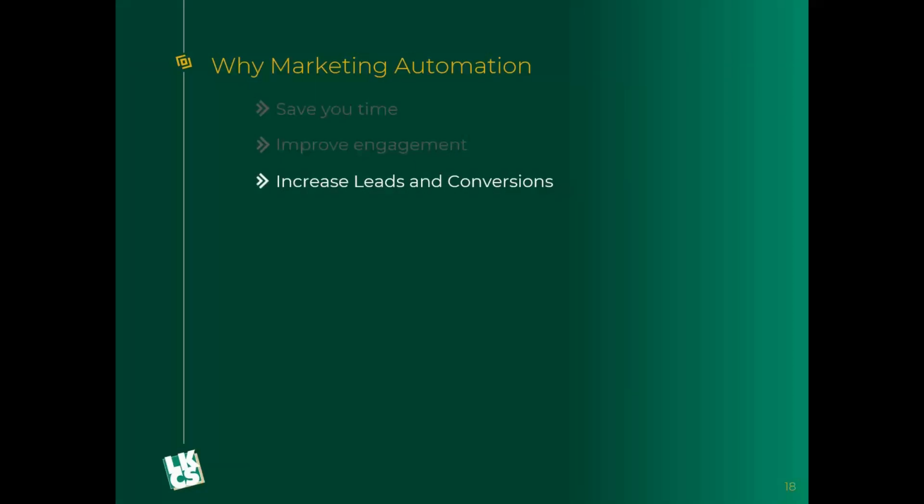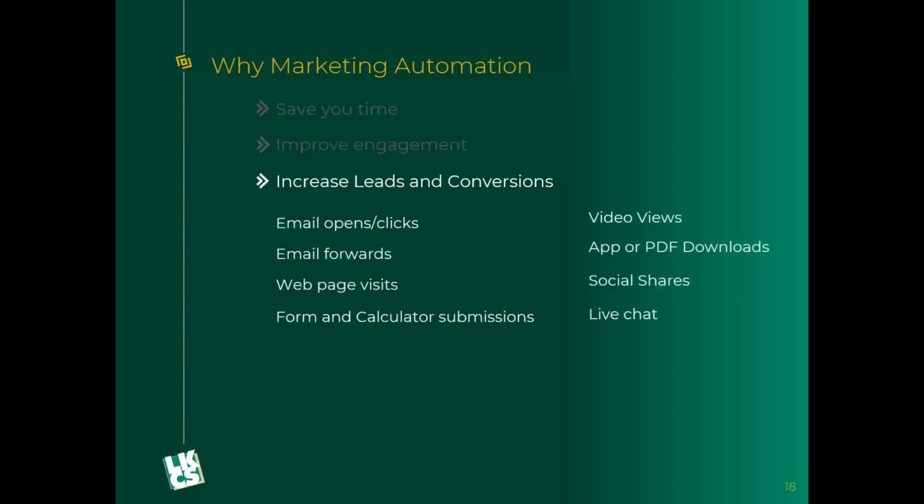The last reason everyone should be using marketing automation is to measure interest and intent by scoring and tracking all user activity. Some of the things we can track are email opens and clicks, email forwards, web page visits, form and calculator submissions, video views, app or PDF downloads, social shares, and live chat. We can assign different values to each activity.